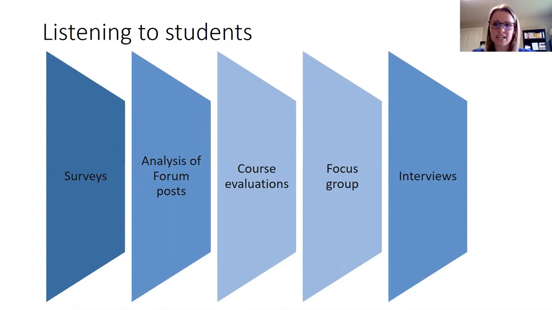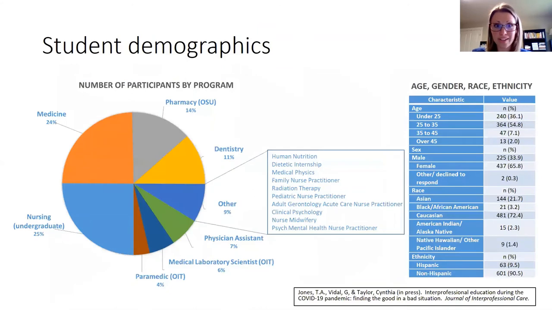We also did an in-depth thematic analysis of the COVID-19 forum, the posts by the students and the responses they had to their peers. And then we looked at the end-of-term evaluations. We conducted focus groups and individual interviews to further evaluate this conversion of our course to an online platform. Next slide. So total, and this is a mind-boggling number, we had 654 students enrolled in our course.